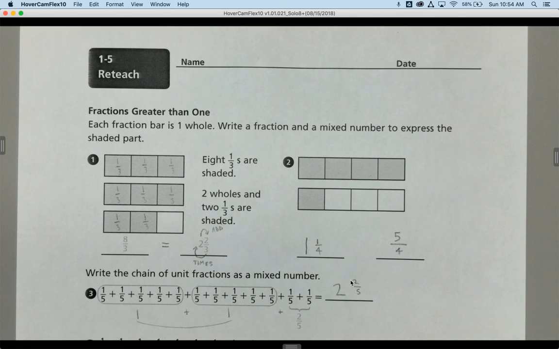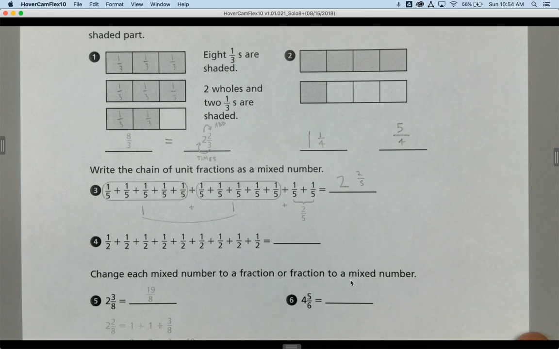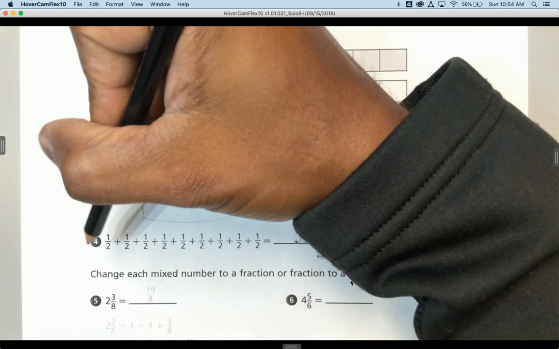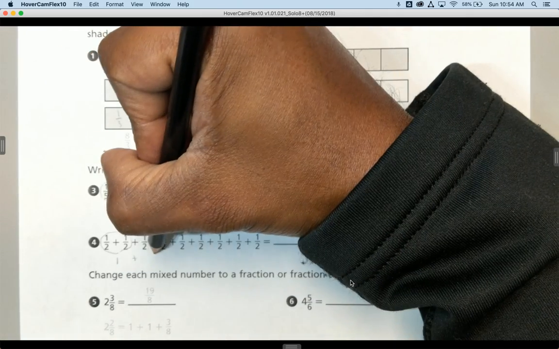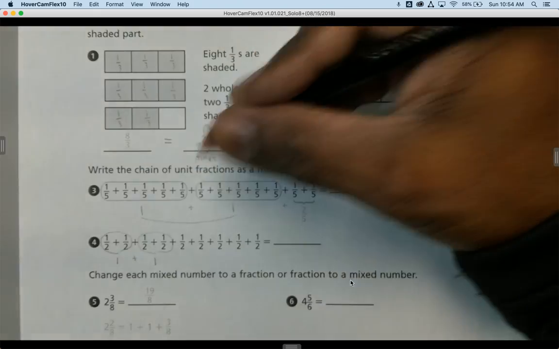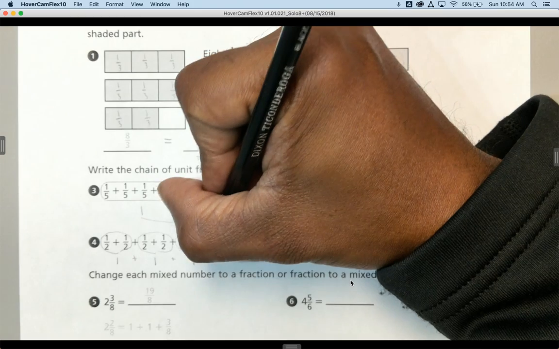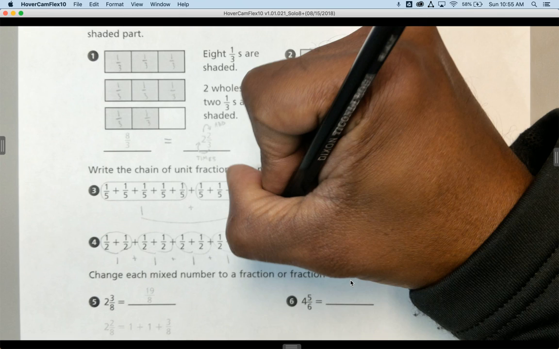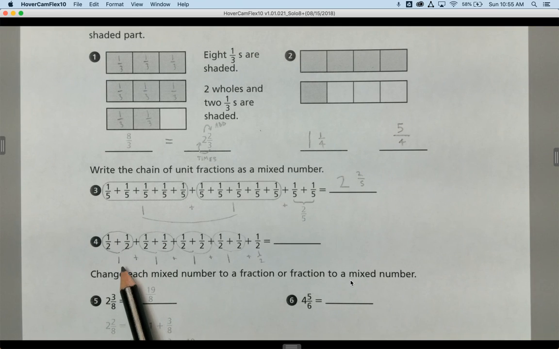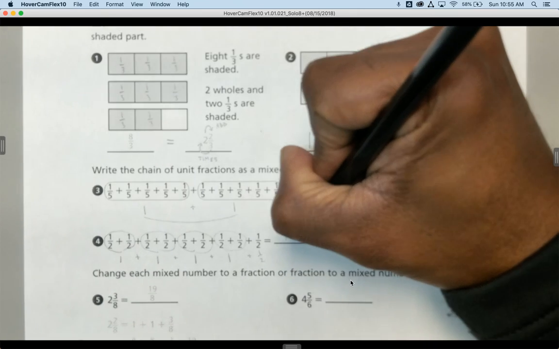Let's do a similar grouping task down below. We're just grouping into wholes. A half plus a half, that's 1. Half plus a half, that's 1. Half and a half, 1. Half and a half, 1. And then we got a half left over at the end. Count them up, see how much our whole number is. 1, 2, 3, 4. Whole number is 4. And then the half left over at the end.